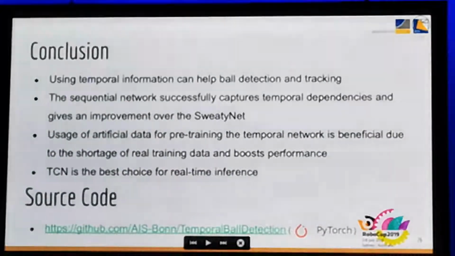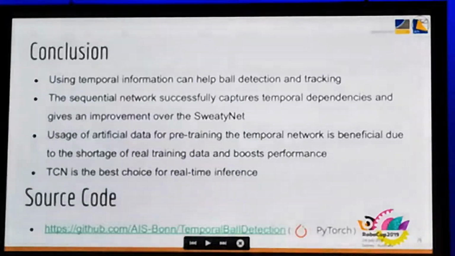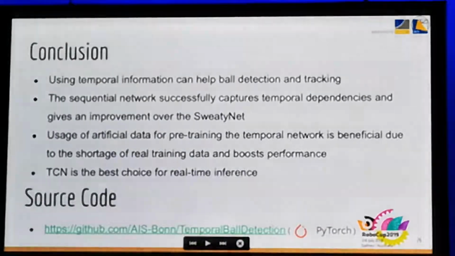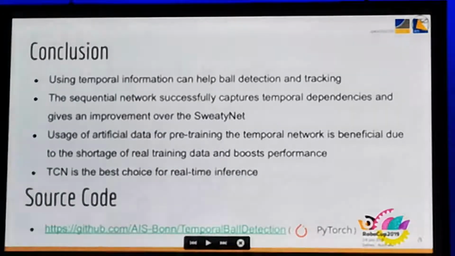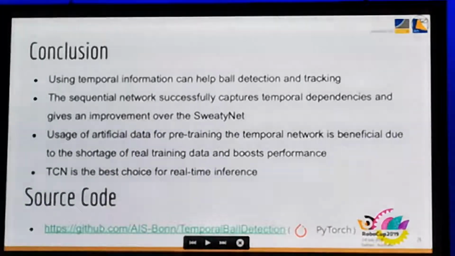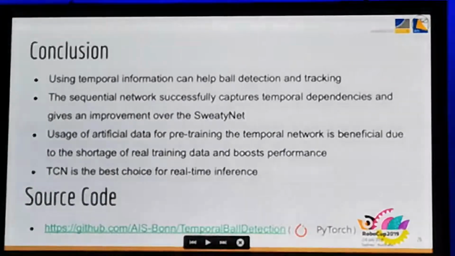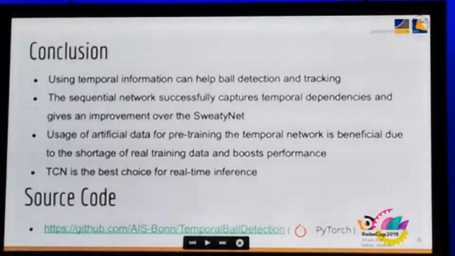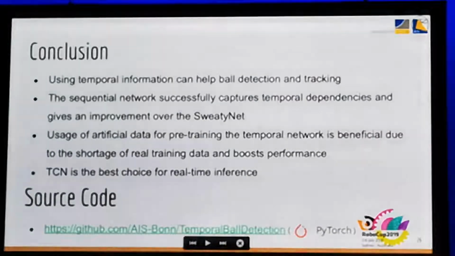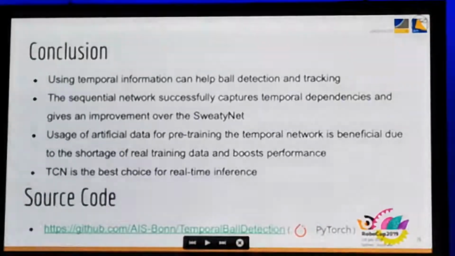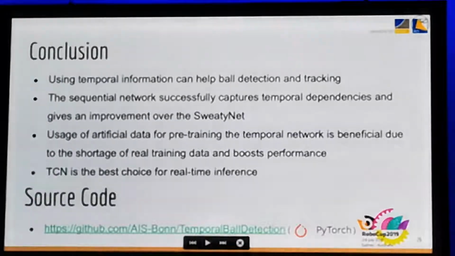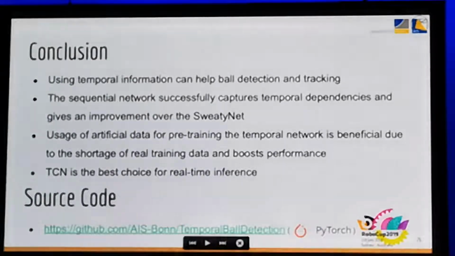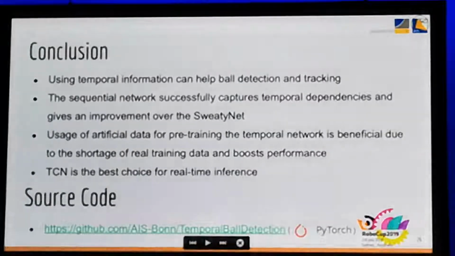So in conclusion, using temporal information can help ball detection and tracking. The sequential network successfully captured temporal dependencies and gave an improvement over SweatyNet. Usage of artificial data for pre-training the temporal network is beneficial due to the shortage of real data sets, and TCN is the best choice for our application. We released our source code and dataset on GitHub. Thank you.